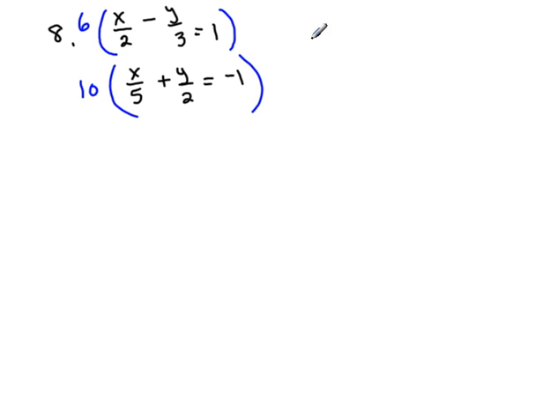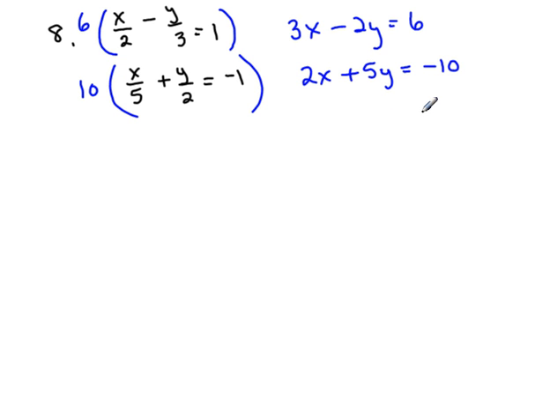which would be 10. So when I do that, 2 goes into 6 3 times, so 3x. 3 goes into 6 2 times, so minus 2y. And 1 times 6 is 6. Okay, let's do the same thing with the bottom using its LCD, which is 10. So when I do that multiplication, I'm going to get 2x plus 5y equals -10. Now this is a much easier problem to look at.